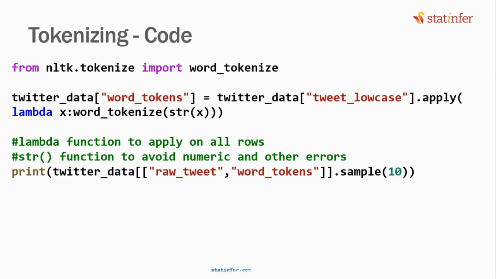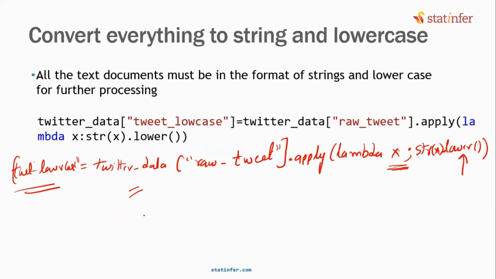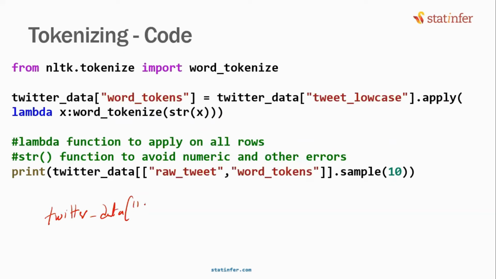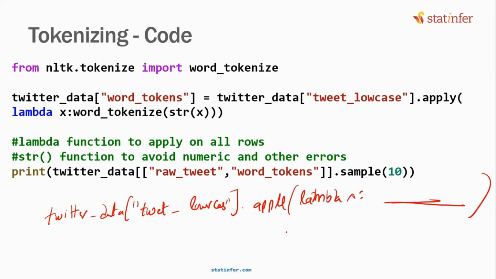So how do we work on that? Once again, tell me the structure. Twitter data, and then go to the column. What is the column name that we need to take? Tweet underscore lowercase. Yes or no? And then dot apply lambda x. After that, whatever function you want to apply. The function name is word underscore tokenize x.